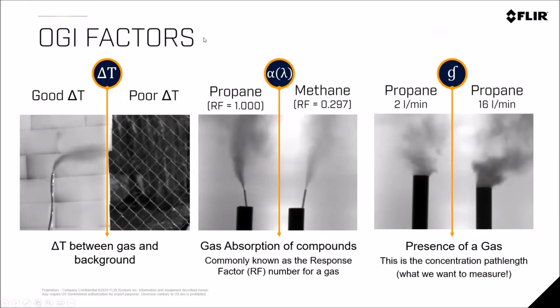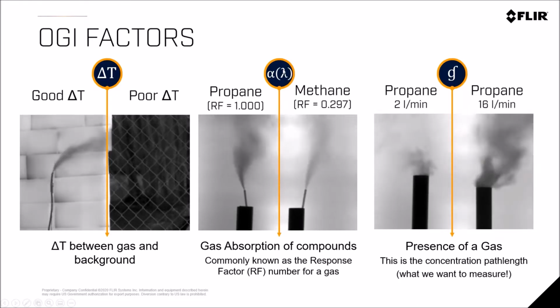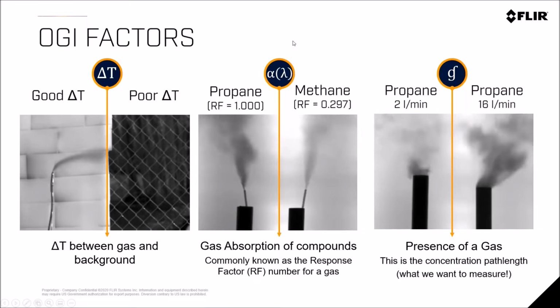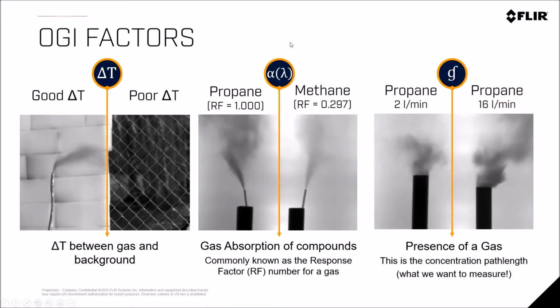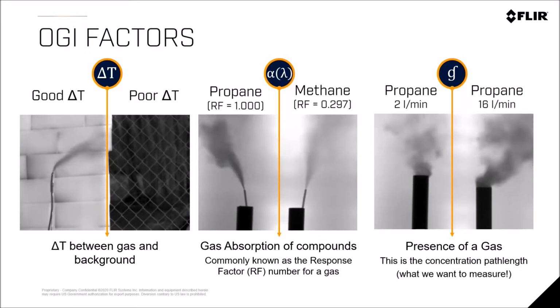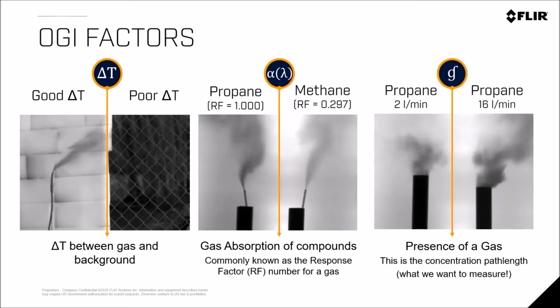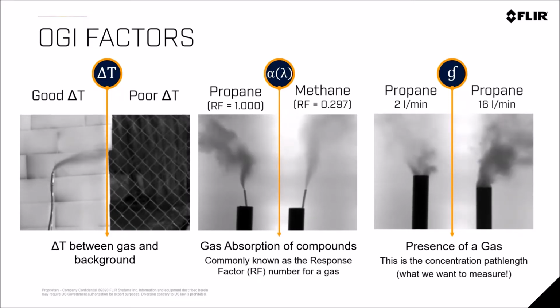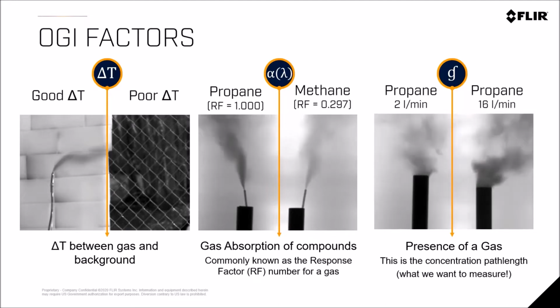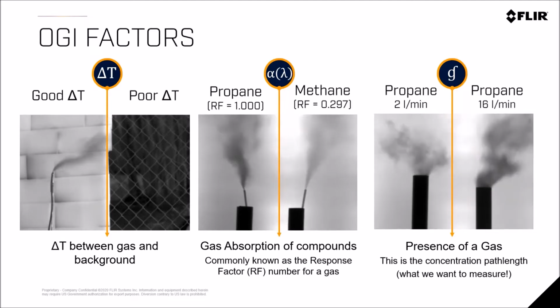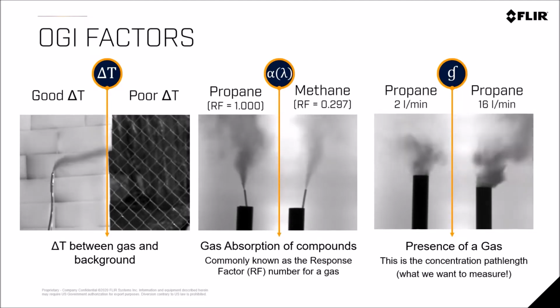The other factor that heavily affects OGI is the response factor. In other words, the intensity of that gas and how well it absorbs energy in the filtered area of the camera. Propane is considered the rule of thumb in the US. We talked about that. It's standard gas. So with propane, it has a response factor of 1.0. Some may have a higher response factor. Methane, as an example, has a smaller response factor at almost 0.3.